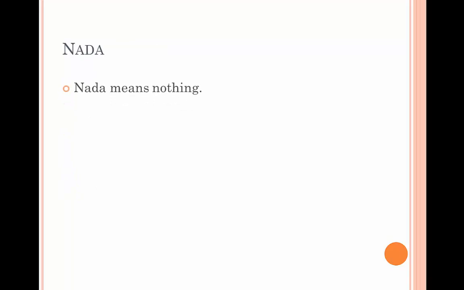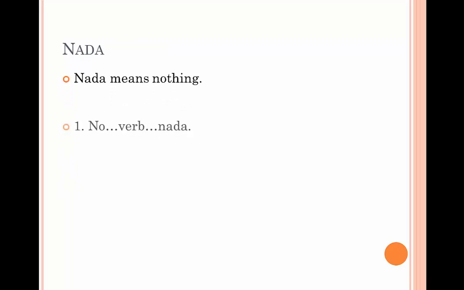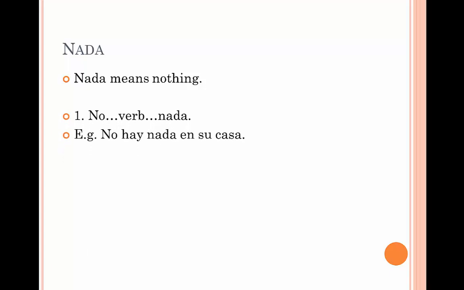Nada. Nada means nothing. The first way we can structure it is by placing it after the verb. For example, no hay nada en su casa, there isn't anything in his house. The other way we can structure it is by putting it in front of the verb itself, just like we did with nunca and jamás. For example, nada me interesa, nothing interests me.